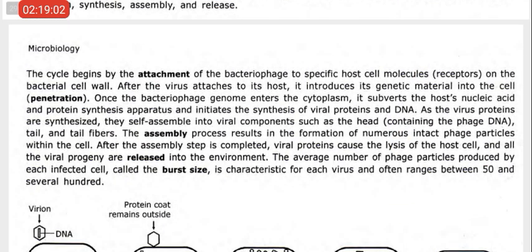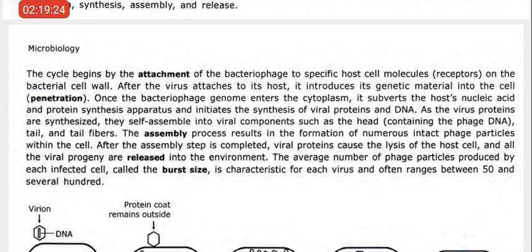The cycle begins by the attachment of the bacteriophage to specific host cell molecules or receptors on the bacterial cell wall. After the virus attaches to its host, it introduces its genetic material into the cell. Penetration. Once the bacteriophage genome enters the cytoplasm, it subverts the host's nucleic acid and protein synthesis machinery and initiates the synthesis of viral proteins and DNA.